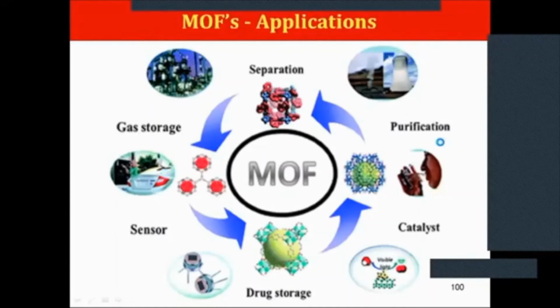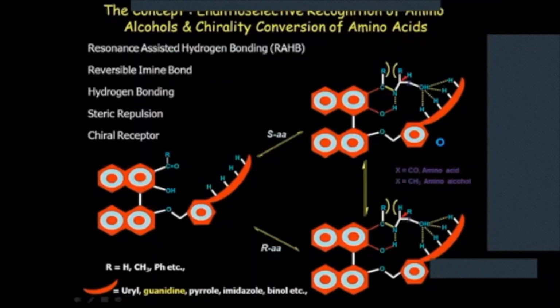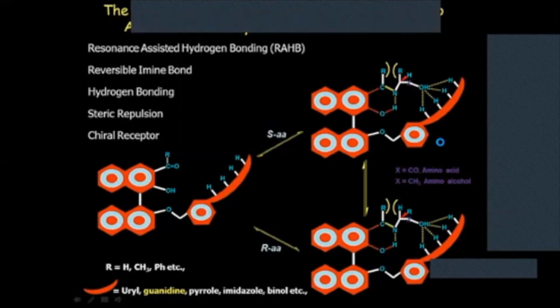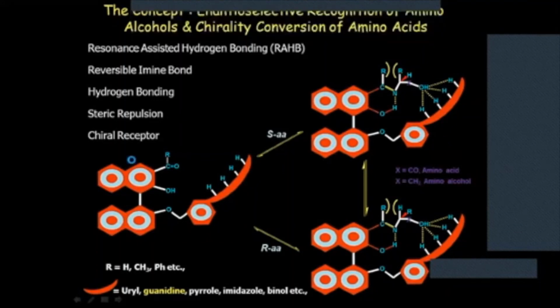So far, we have seen non-covalent interactions in supramolecular chemistry. What about mixing both covalent as well as non-covalent together? You can see here the enantioselective determination of amino alcohols. Actually, I'm not talking about amino alcohols. I'm talking about the chirality conversion of amino acids. You know very well what chirality means: non-superimposable mirror images.